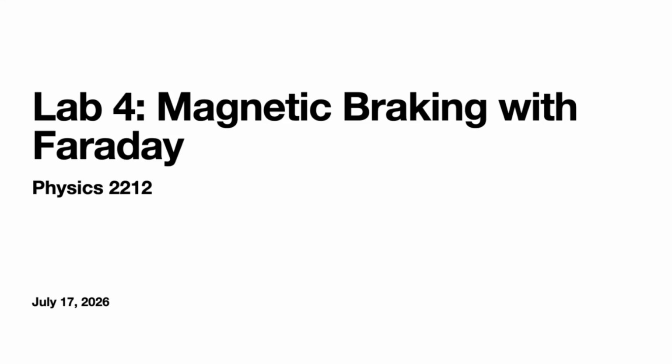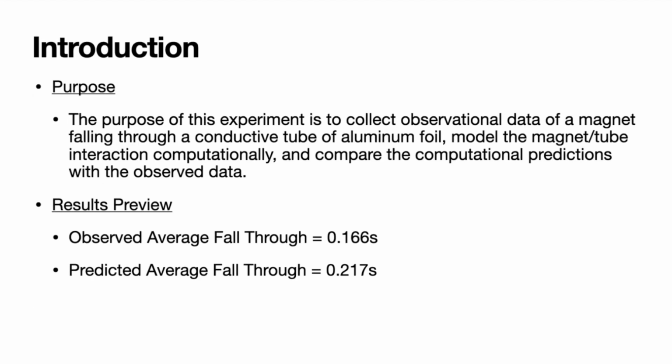This is Lab 4, Magnetic Braking with Faraday. The purpose of this experiment is to collect observational data of a magnet falling through a conductive tube of aluminum foil, model the magnet-tube interaction computationally, and compare the two results, models, data, etc. And so here is a preview of the results.